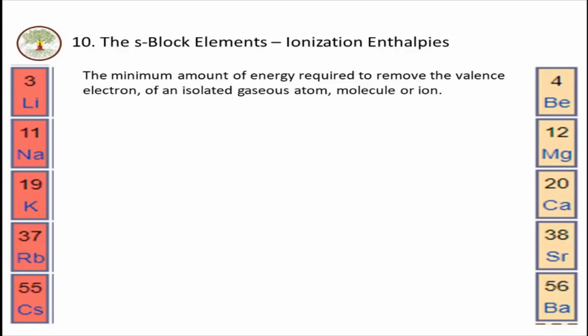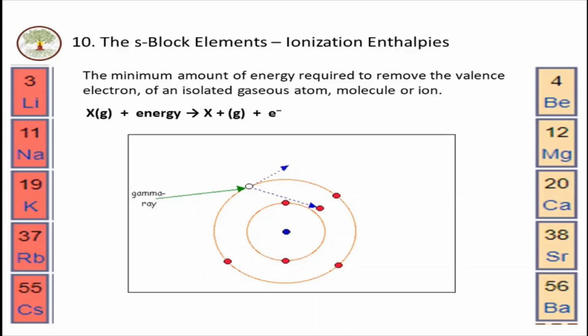It is quantitatively expressed as the given equation. In this animation, you can see that when a gamma ray strikes one of the valence electrons, it itself gets scattered while the electron gets knocked out. Here, the energy of the gamma ray is important, as different elements require different amounts of energy to remove the valence electron. It is due to the different amount of electrostatic forces of attraction between the nucleus and the valence electron that has to be overcome.